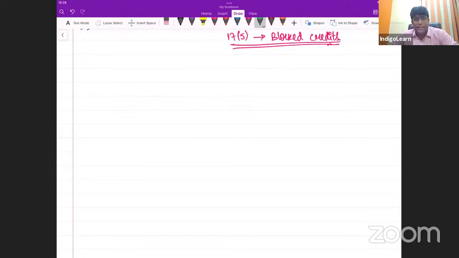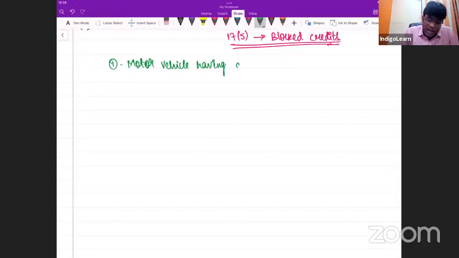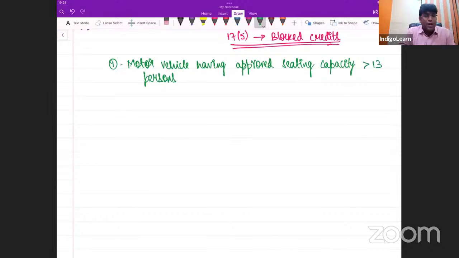Something important. Generally, 4 marks keep coming in the exam from this particular topic. First, number 1, motor vehicle having approved seating capacity more than 13. If the seating capacity is more than 13, what will happen, my dear friends? Input tax credit is not allowed. Let me write like this: having approved seating capacity not exceeding 13. So if the capacity is not more than 13, credit is not allowed. But if the capacity is more than 13, credit is allowed.